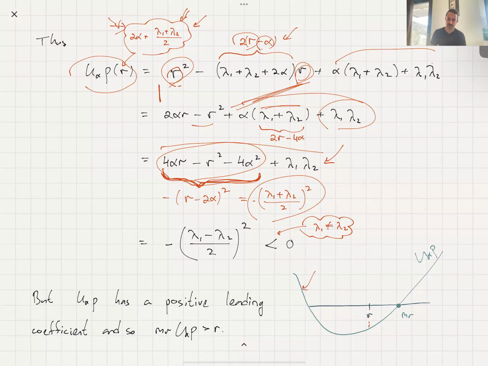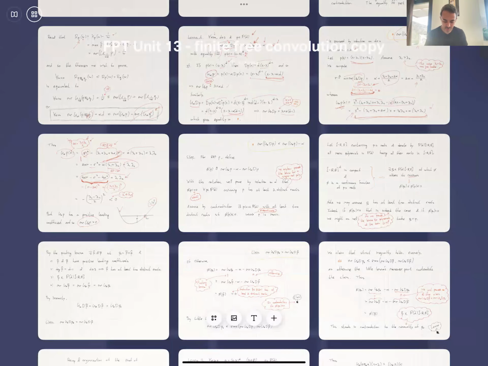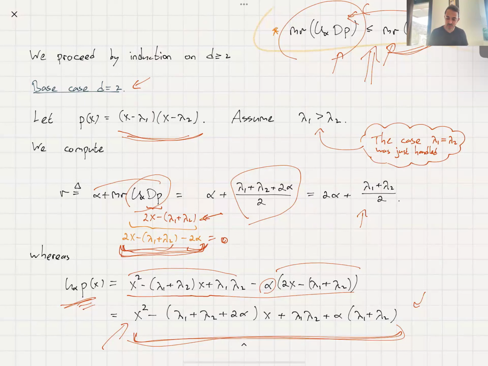So if this is the U alpha P parabola, it's happy, and at R it's negative, it means that the max root of this polynomial has to be to the right of R, because it has a positive leading coefficient. So the max root of U alpha P is at least R, and that's exactly what we want to show, right? Because the new left-hand side, alpha plus delta, was exactly R, and we just showed that this is strictly larger than R. So we actually proved the strict inequality which we need if we want to prove the other side of the moreover part, the "only if" part.